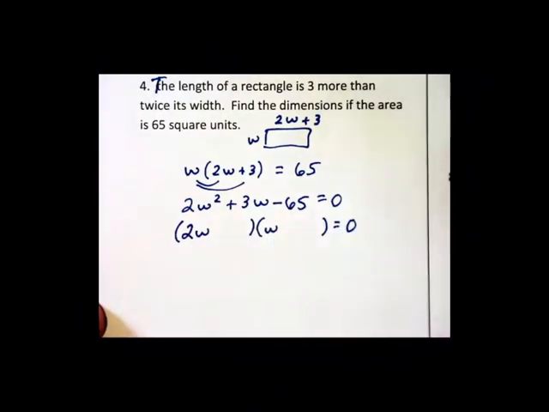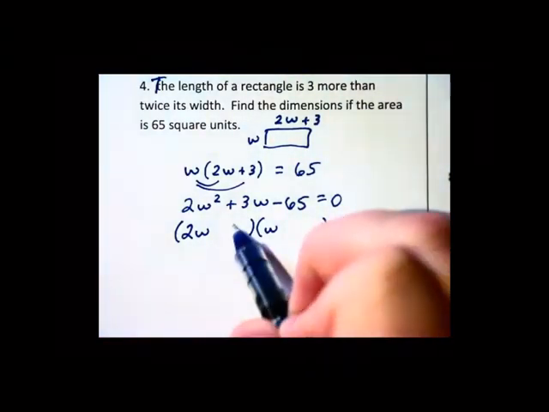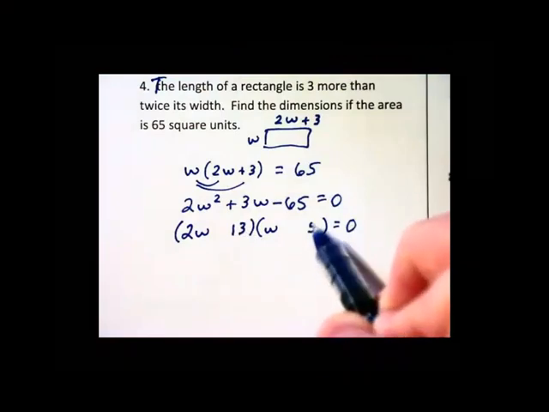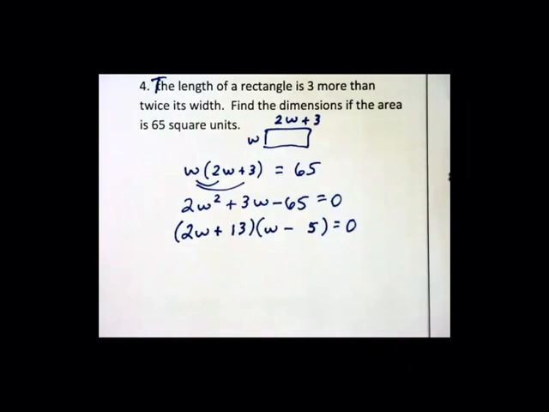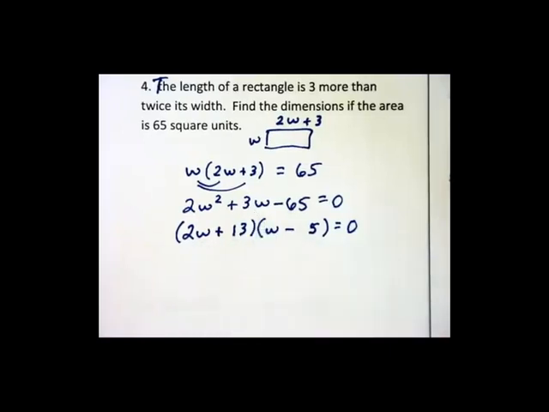Now 65 is not a value we work with a lot, but it does end in a 5, so 5 and 13 are probably going to be the two numbers we're going to deal with. And it turns out if there's a positive 13 and a negative 5 there, we're in luck. Notice in the middle I get a positive 13w, and on the outer terms I get a minus 10, and 13 minus 10 makes that 3 in the middle.